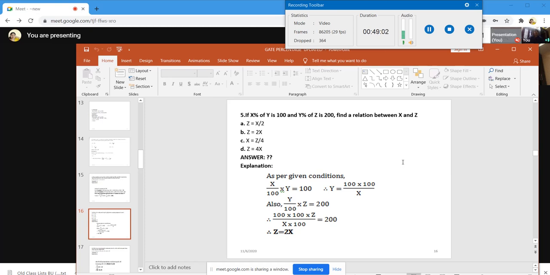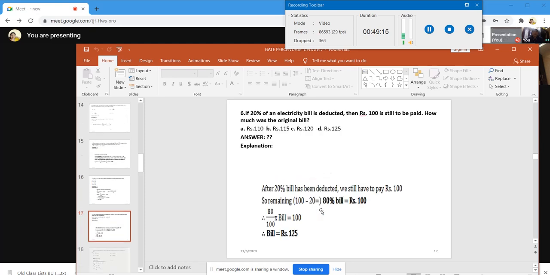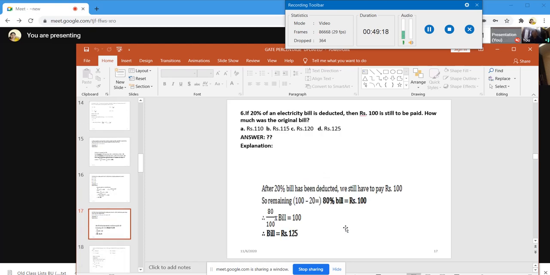y% of z is equal to 200. How can we write it? y by 100 into z is equal to 200. Now you can substitute the y answer in its place and find out the relation. So z is equal to 2x. Yeah, it's very interesting. Next one.